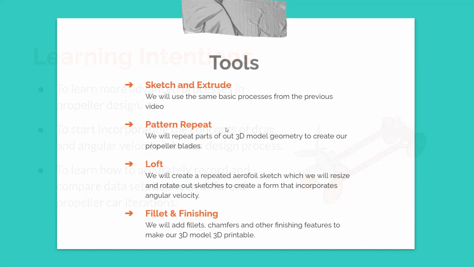So the tools we'll be using, things to keep your eye out for: sketching and extruding will be the same. That'll be for our core part. We'll be using pattern repeat the same way we have before. Lofting, filleting and finishing will be the main differences here.